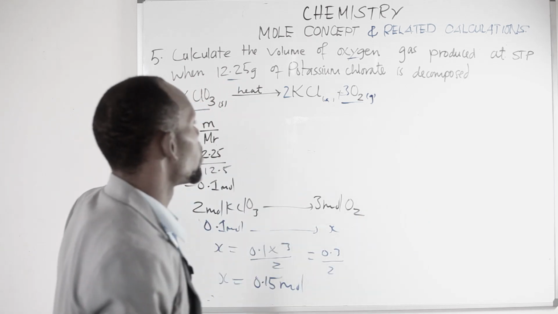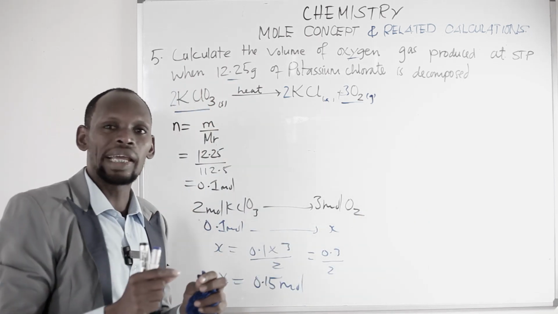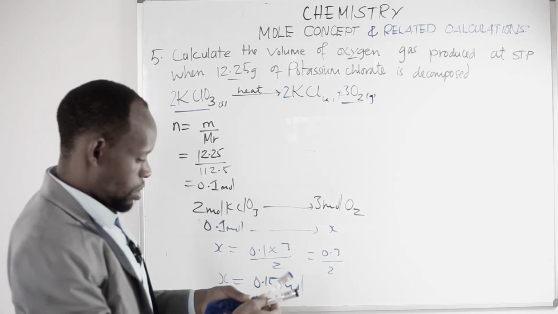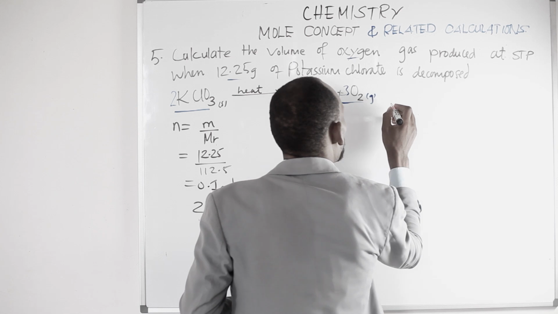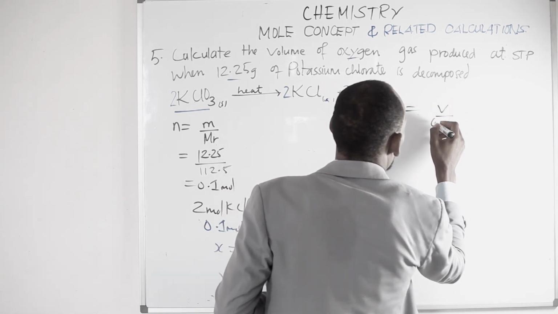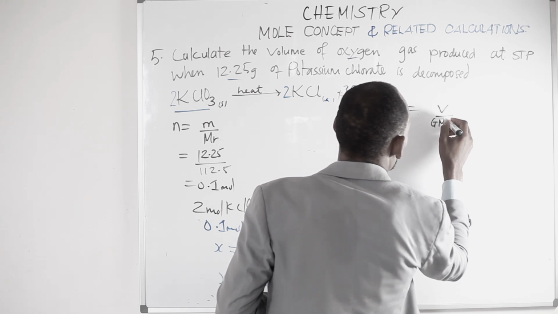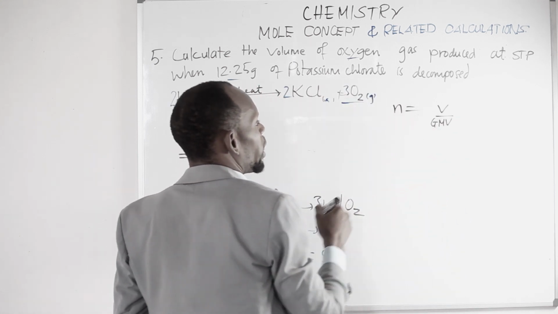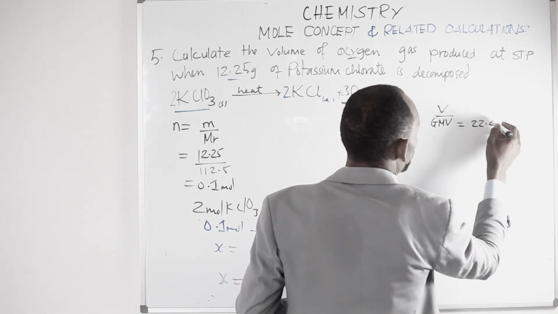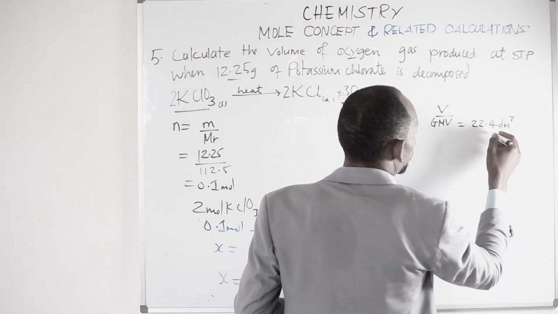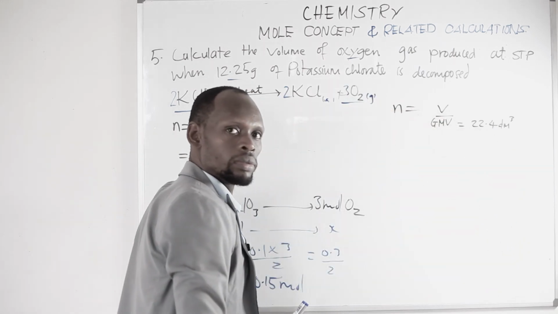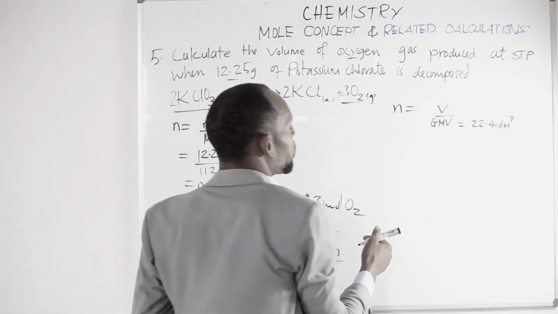Now let us proceed. If I have the number of moles, I can convert the number of moles into volume. Look, from the formula, number of moles is given by volume divided by gas molar volume. And this gas molar volume is always constant. That is always 22.4 decimeter cubic at standard temperature and pressure, because we are given standard temperature and pressure.